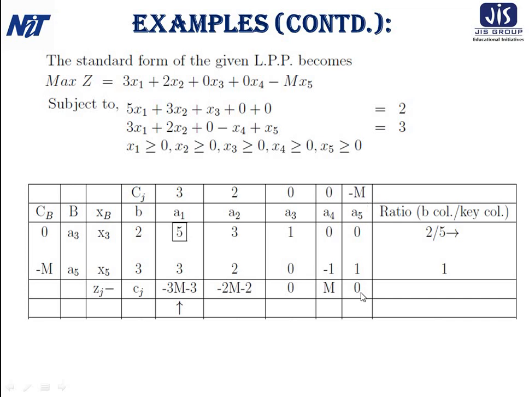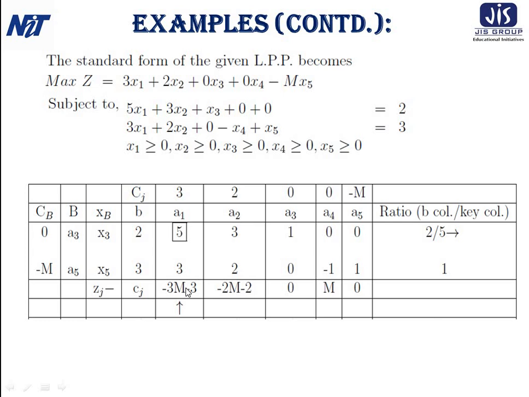Now we have to find the most negative zj minus cj. Here we observe that minus 3M minus 3 and minus 2M minus 2, these two values are negative. Now which is most negative? Minus 3M minus 3, because M is a very large number. So here we give an arrow mark. This arrow mark indicates this column. So this column is the key column.